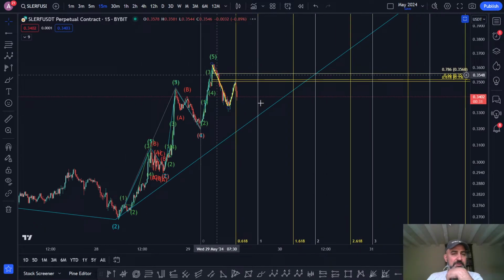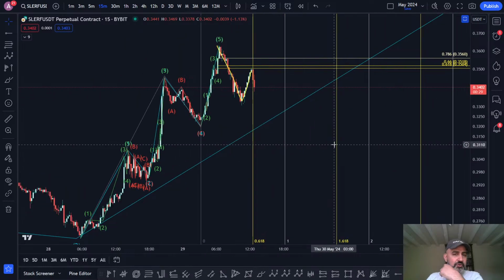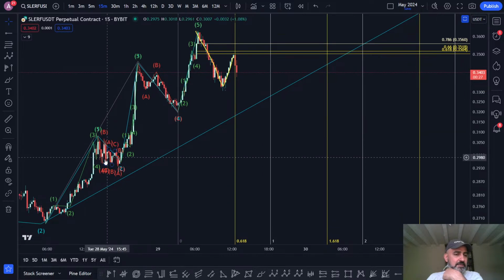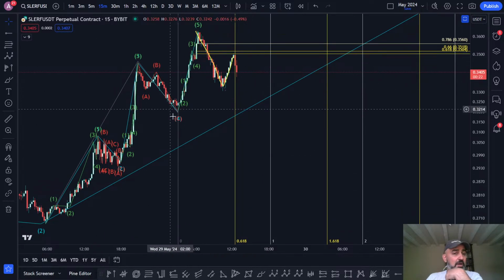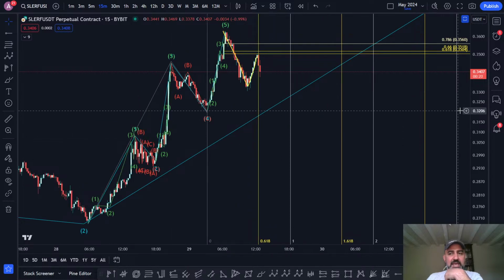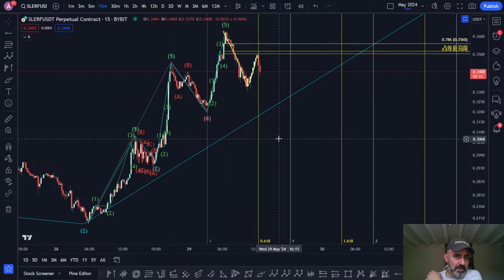It was extremely impulsive, and we've created a lot of market gaps, volume gaps on the way up, and the market doesn't like gaps, so the market will try to fill those gaps, and that's perfectly normal. It's perfectly normal price action.